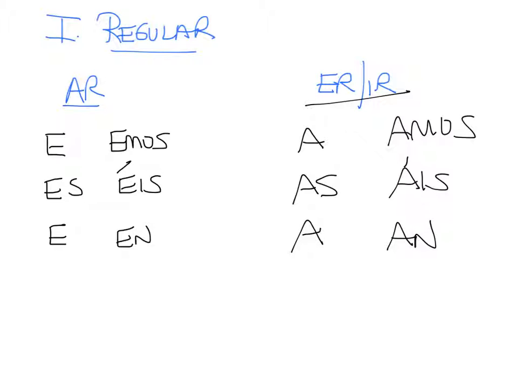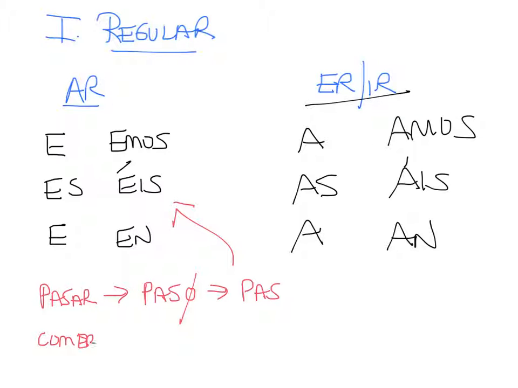So, for instance, if we were doing the verb pasar, we would go to the yo form first, drop the O from the end, and then place these endings on. So, pase, pases, pase, pasemos, paséis, pasen. If we were doing the verb comer, we would go to the yo form first, then we would drop the O and add these endings to the end of the verb. Coma, comas, coma, comamos, comáis, coman.